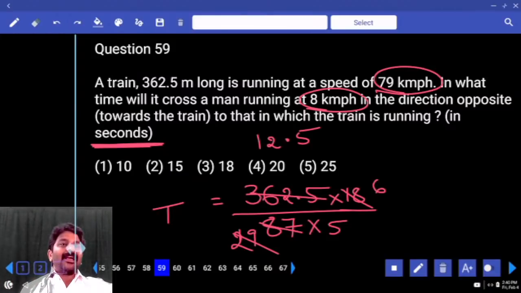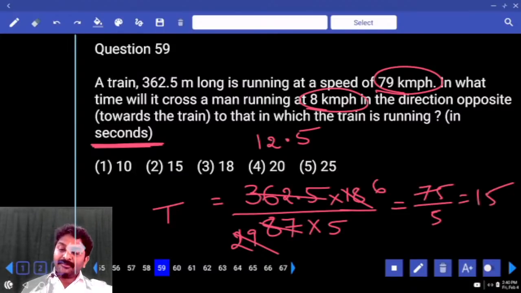Double and triple. 12.5 double, 25 triple. By denominator, how many times? 15 times. Second option answer.